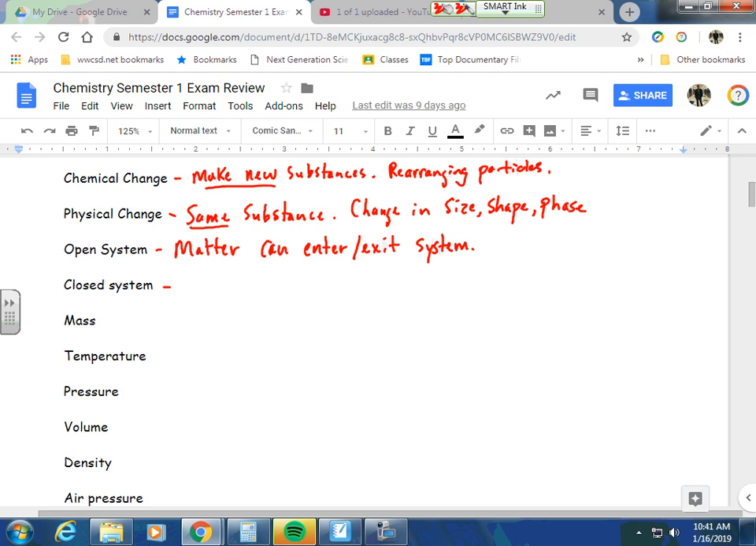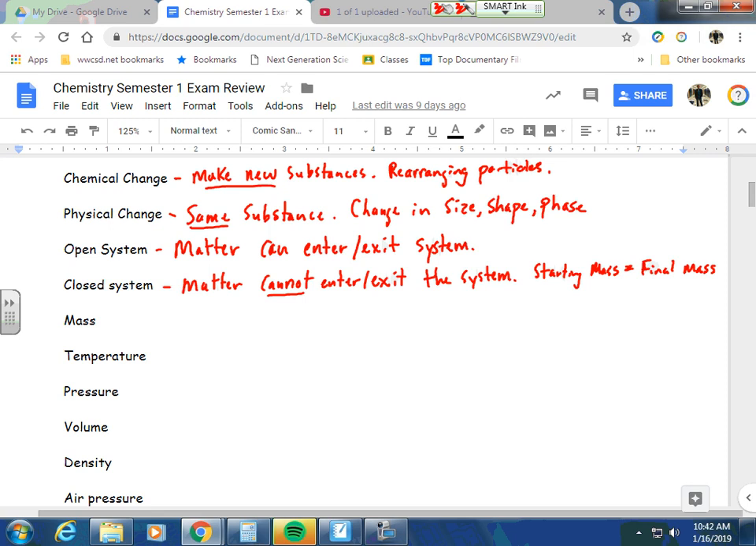Now, if instead I boiled it and I had a closed system, so I covered the top or something, that would be a closed system. So matter cannot enter or exit the system. So in this case, with the closed system, starting mass should always equal the final mass in this case.